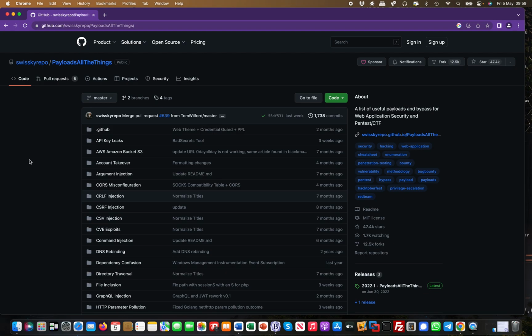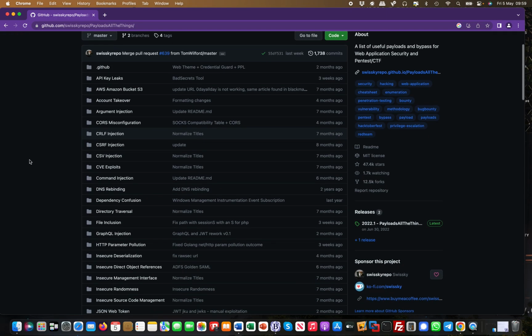So today I want to show you a repo called Payload All The Things. You may or may not have heard of it, but this is one of the holy grails for penetration testers and bug bounty hunters. The reason is that it has a vast amount of vulnerabilities and proofs of concept on the website, right?